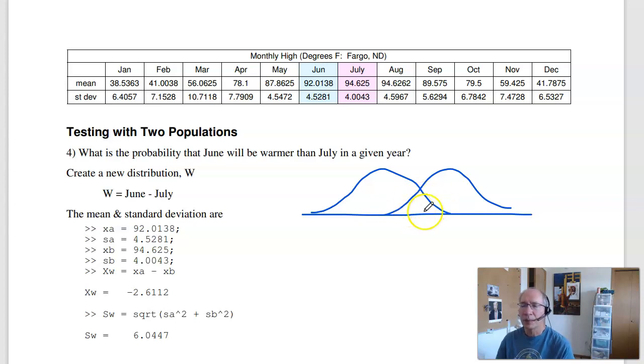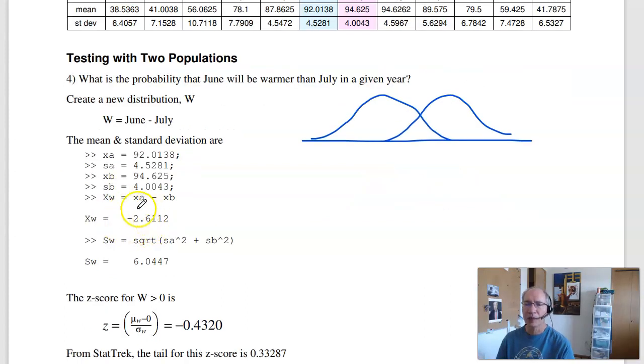What is that probability? Well, the trick is to form a new variable called W. W is the difference between June and July. June and July are normal distributions, so W has a normal distribution. The mean of W is the difference in the two means. The variance of W is the sum of the two variances. Take the square root to get the standard deviation.